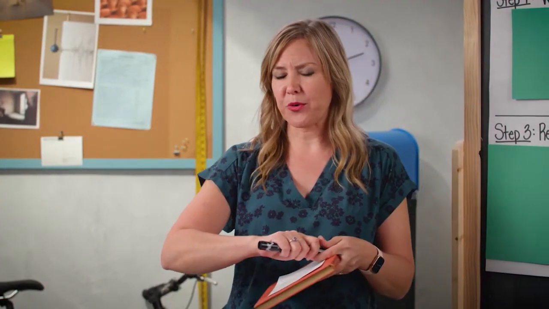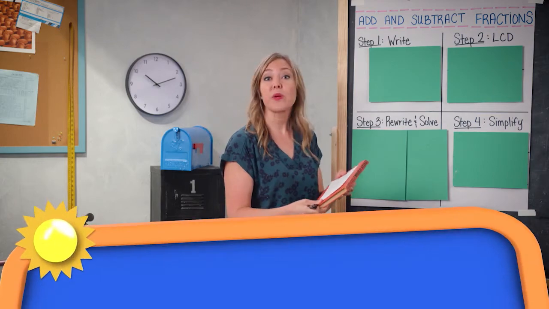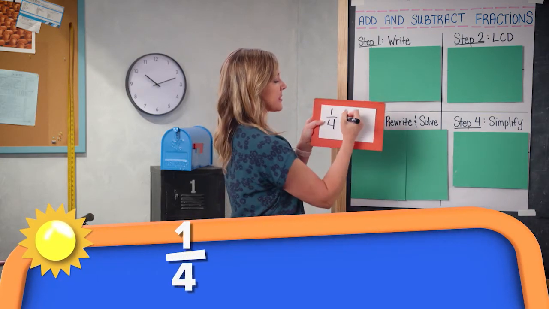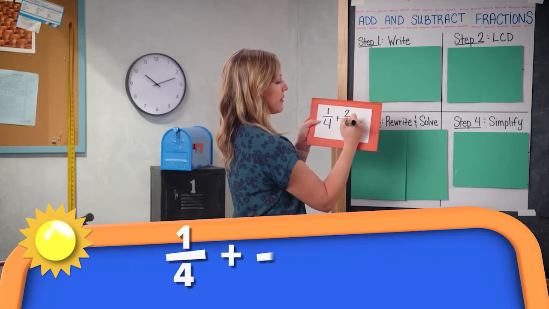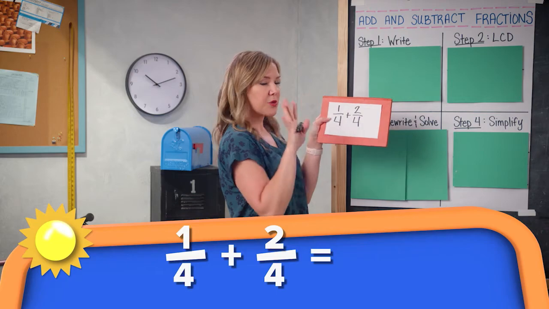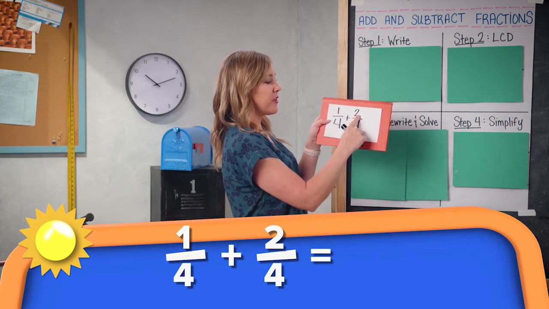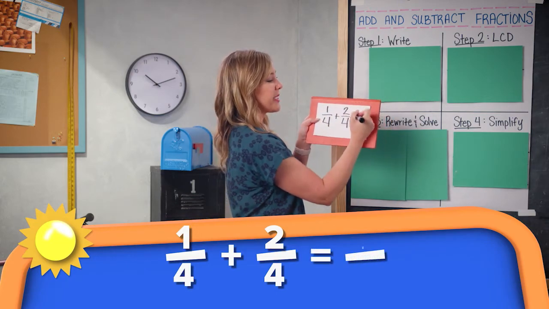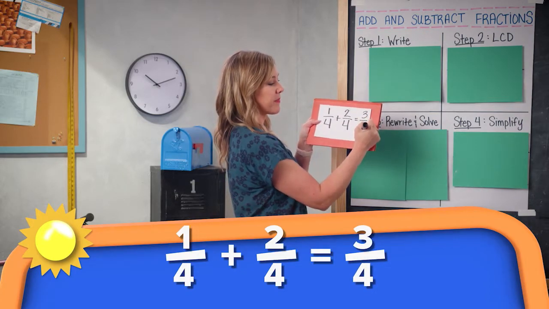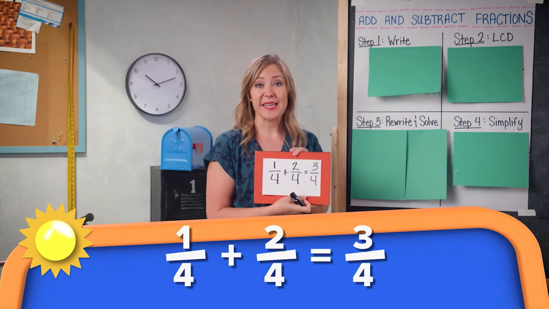Here's a quick example. Let's say that we were adding 1/4 plus 2/4. The denominators are the same, so we don't worry about them. Add the numerators. 1 plus 2 is 3, and we keep our denominator. So there's a simple example.